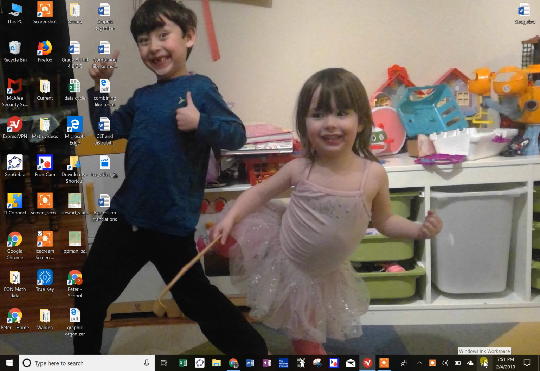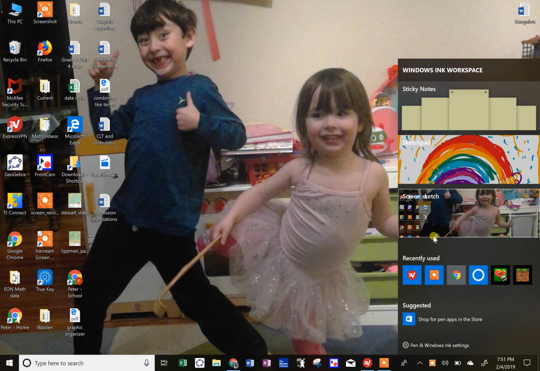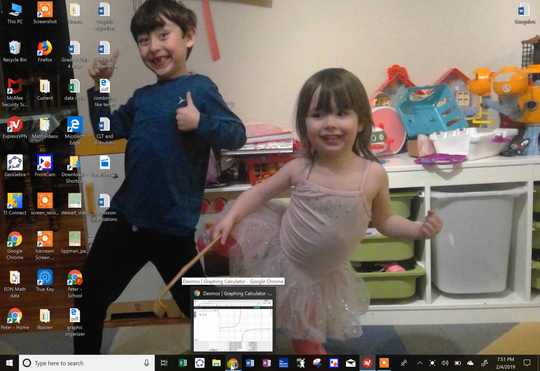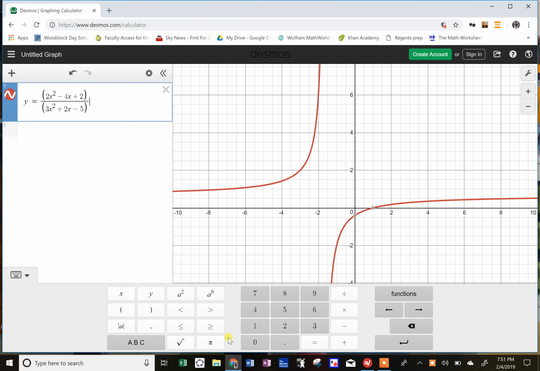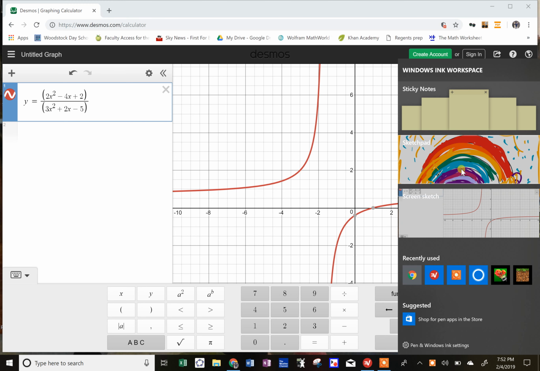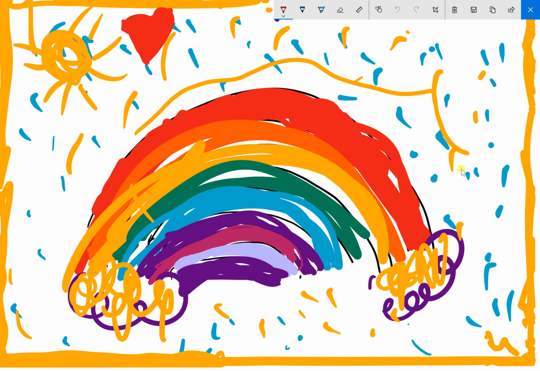So I'm going to make a video on horizontal asymptotes real quick. And I'm going to start with this function here, 2x squared minus 4x plus 2 over something else. I'm not sure. So let's take a quick look. 2x squared minus 4x plus 2.